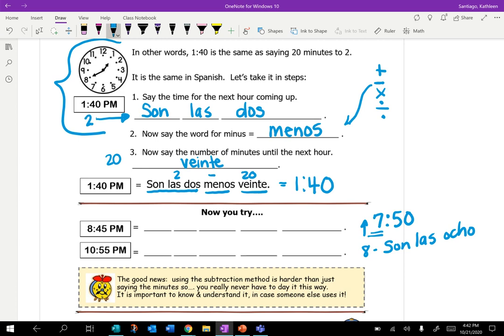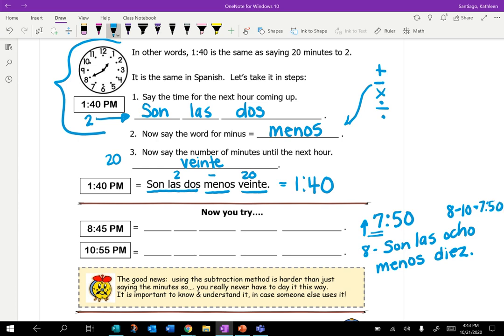Okay. Menos, I've got to get in the minus. How many minutes are there from 7:50 to 8 o'clock? 10 minutes. So I have to say son las 8 menos 10. So 7:50 would be son las 8 menos 10, right? 8 menos 10, that's the same thing. 8 o'clock minus 10 minutes is the same thing as 7:50.